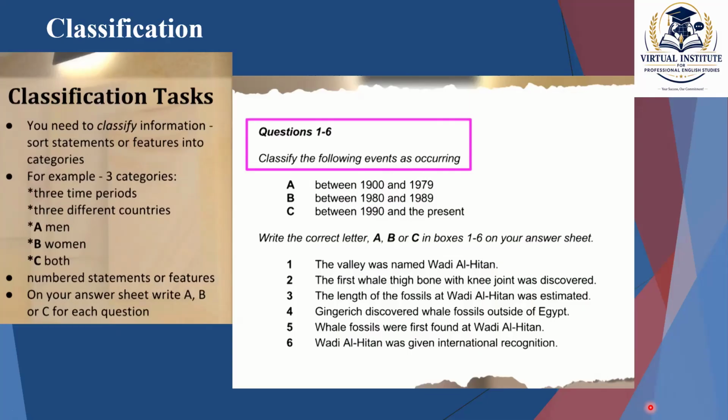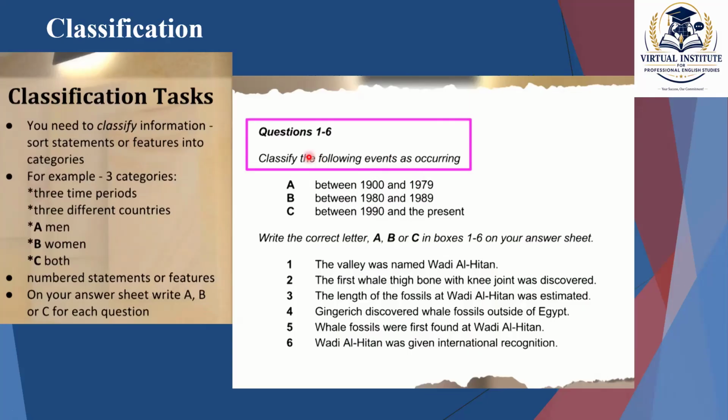For example, you have three categories: three time periods, or three different countries, and then you have three options A, B, and C, where one is men, women, and both. So you should number statements or features of different things in the given passage or text. On your answer sheet, you should write A, B, or C, or whatever the option choices are. Here is the example.